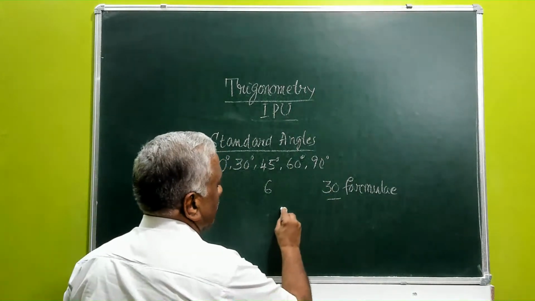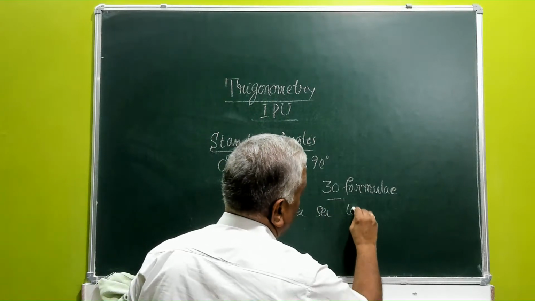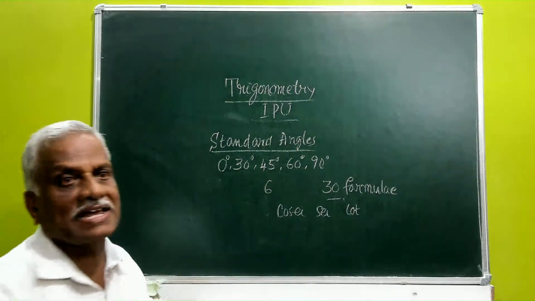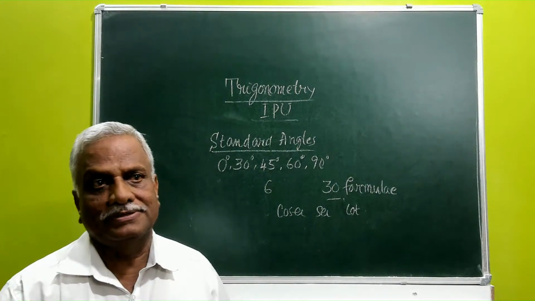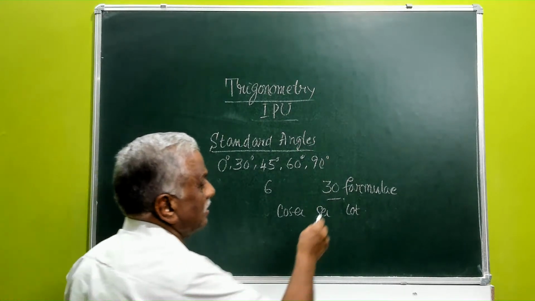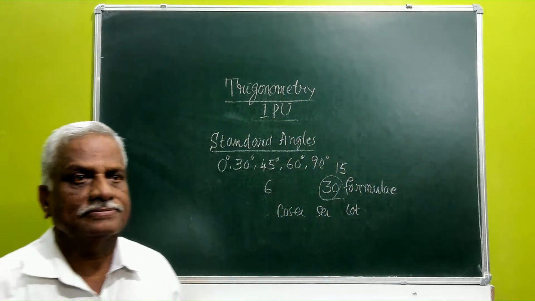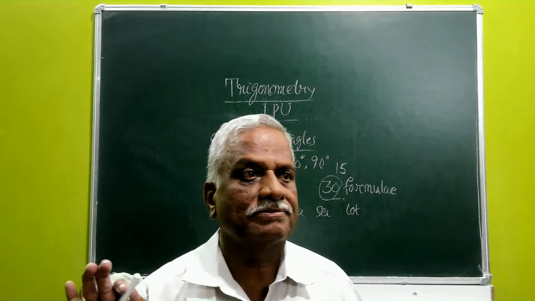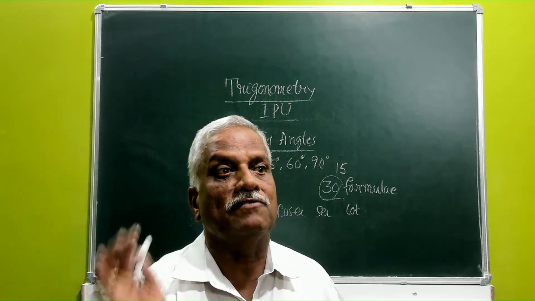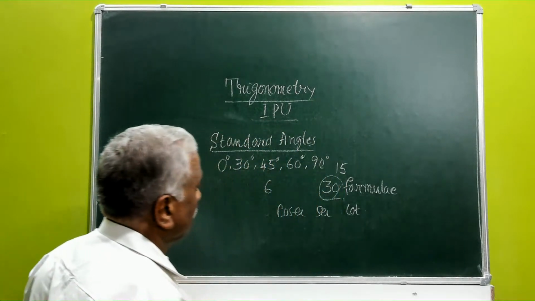But what we do is, we know cosecant, secant, and cot are reciprocals of sine, cos, and tan. So if you remember sine, automatically you can remember cosecant. Remember cos, you can remember secant. Therefore, what we can do is, out of these 30 formulas, we can remove 15 formulas. You are supposed to remember 30 formulas. Now I am suggesting you can remove 15 formulas, because once you know sine, you know cosecant also. Now you need to remember 15 formulas.